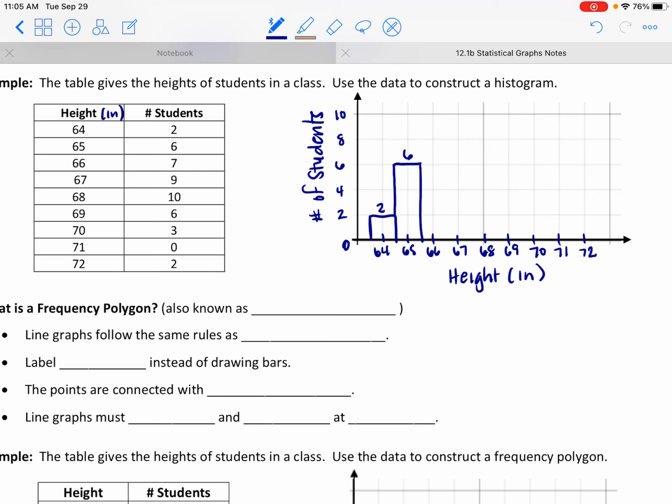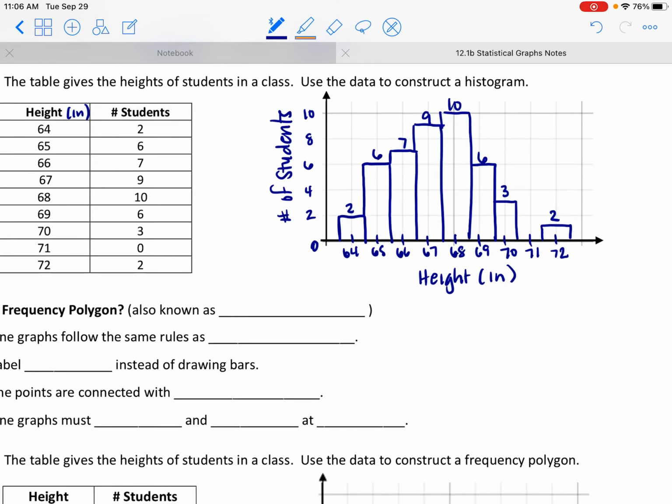Okay, so I'm going to keep building. 66, that was 7 students, so now I can just build up a little from there. And then 9 students, so let me go up to 9. And then 10 students were 68 inches tall. And you can see I'm getting a little sloppy here. And then we got 6 students were 69 inches tall. And then 3 were 70 inches tall. Nobody in the 71, and then 2 were 72. Only 2 students were 6 feet tall.